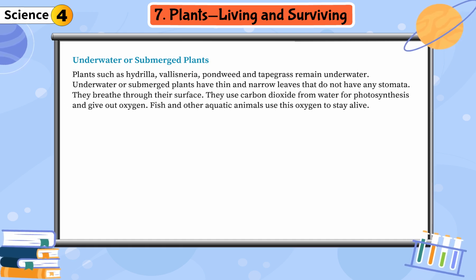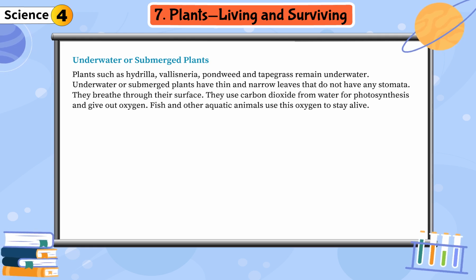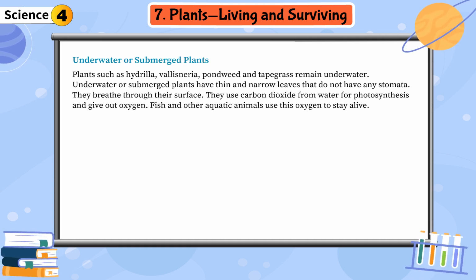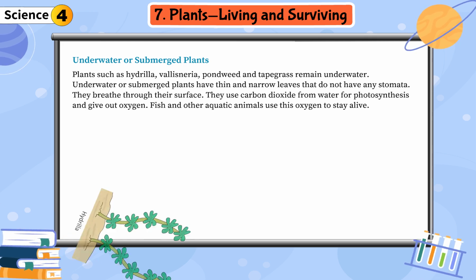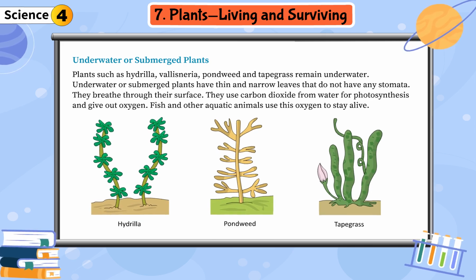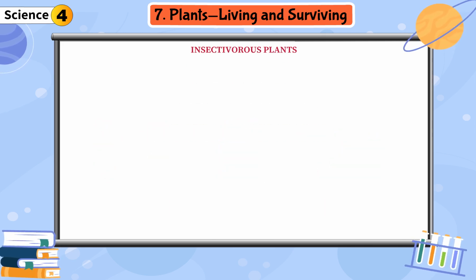Plants such as Hydrilla, Vallisneria, pondweed and tapegrass remain underwater. Underwater or submerged plants have thin and narrow leaves that do not have any stomata. They breathe through their surface. They use carbon dioxide from water for photosynthesis and give out oxygen. Fish and other aquatic animals use this oxygen to stay alive.